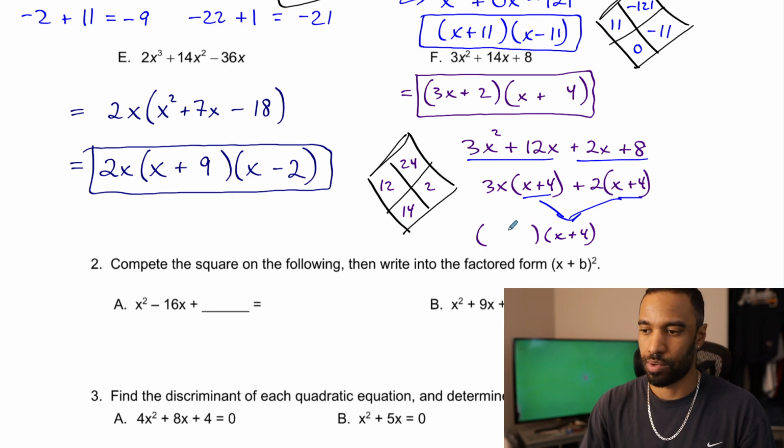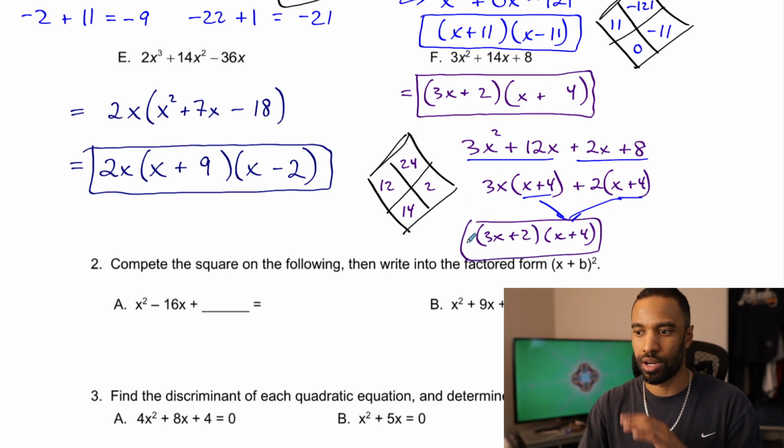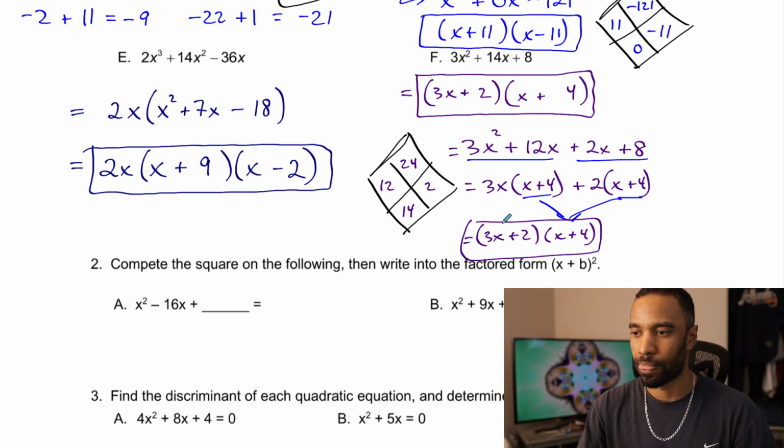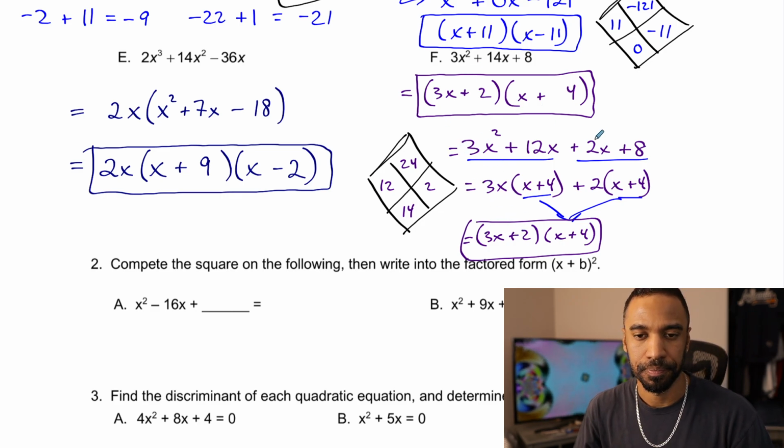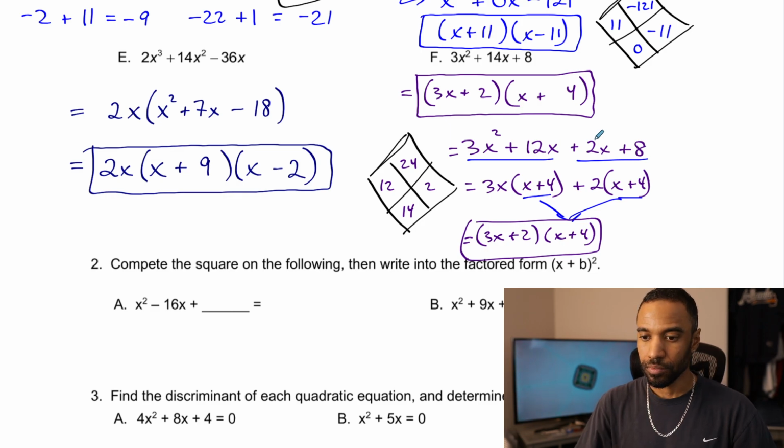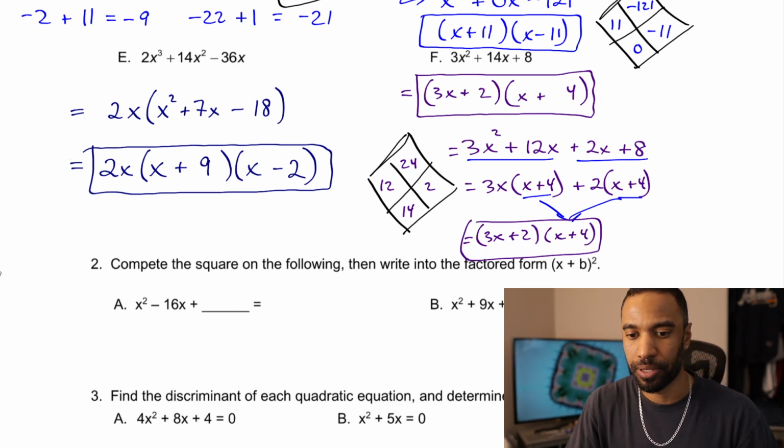3x plus 2 right there. So 3x plus 2 times x plus 4, it comes out the same no matter which way I put that. Same answer, different approach. All right, that's factoring completely and correctly there.